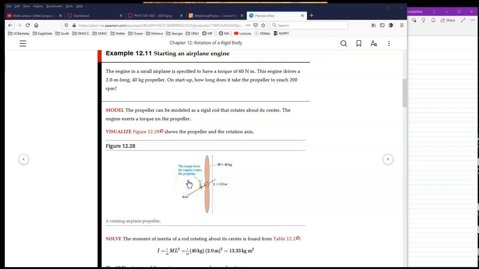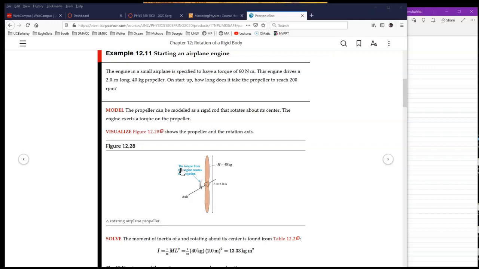Hello and welcome to the second part of the video lecture of chapter 12. In this lecture I will be covering the remaining topics of chapter 12, including section 12.7, which is rotation about a fixed axis. We're going to do a bunch of problems, and then I'll be covering static equilibrium.